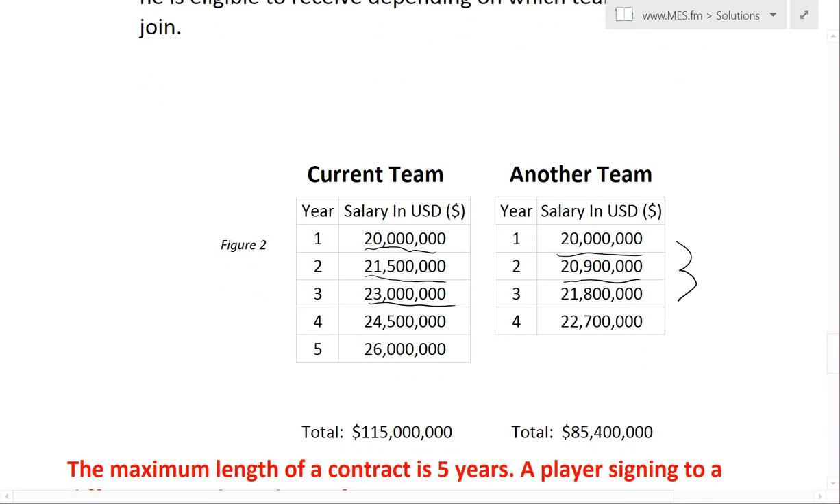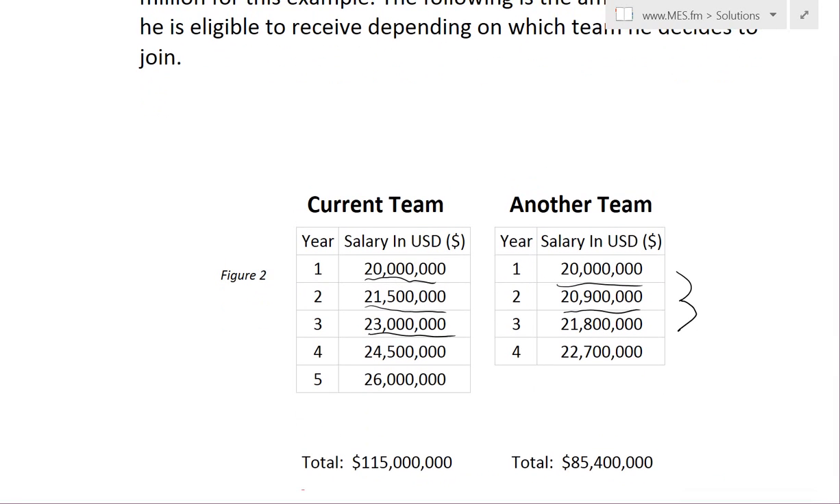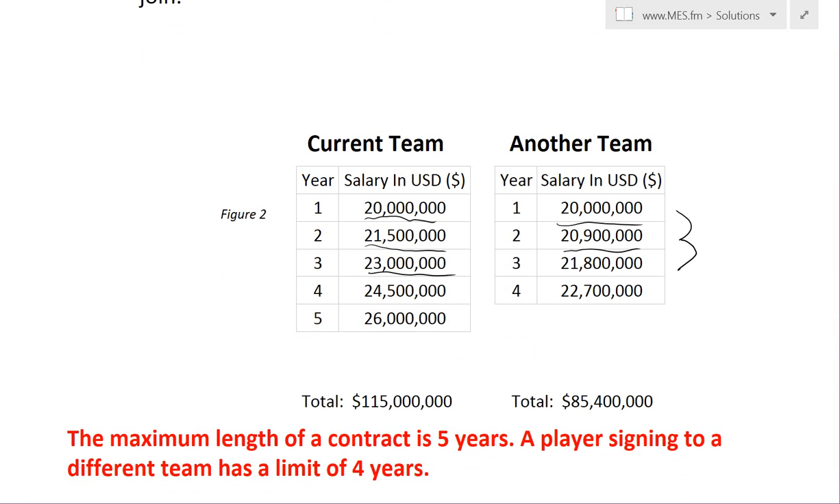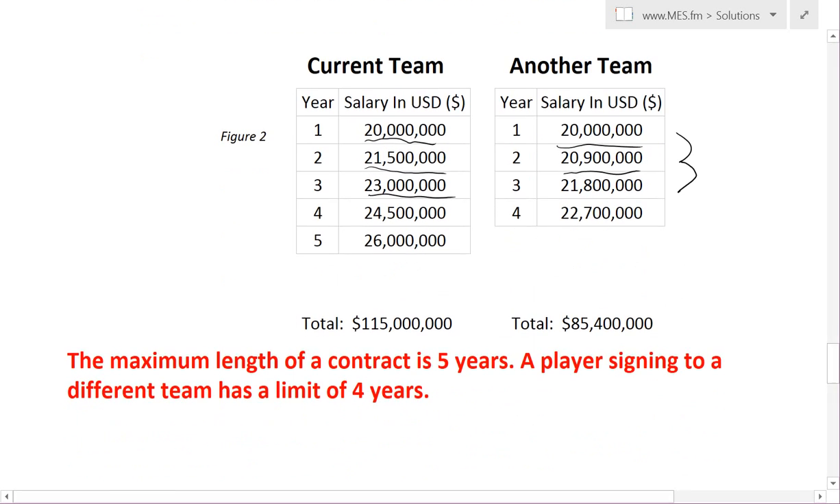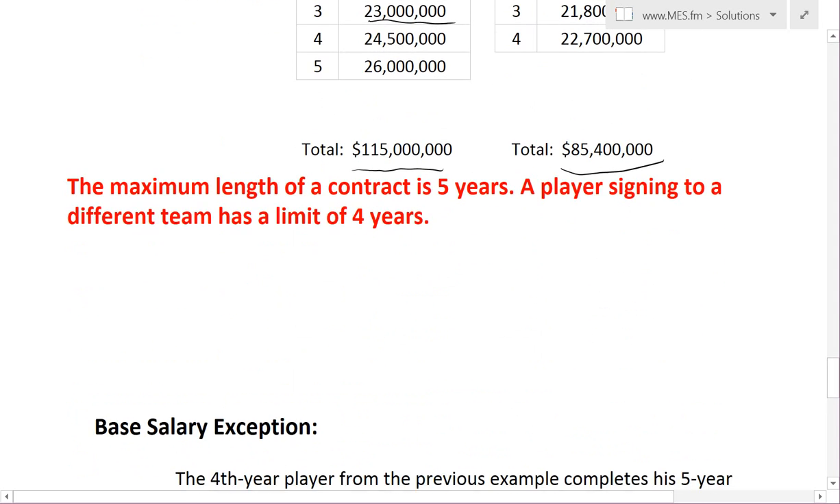So, one other thing you're going to notice is that on the current team, there's 5 years on the max deal. And then on the other team, any other team, it's only 4 years. That is because the maximum length of a contract is 5 years when you sign with your own team, but if it's a different team, there's a limit of 4 years. That's another big reason why it encourages you to stay on your same team. Look at the difference in the total salary here. It's quite a bit different.